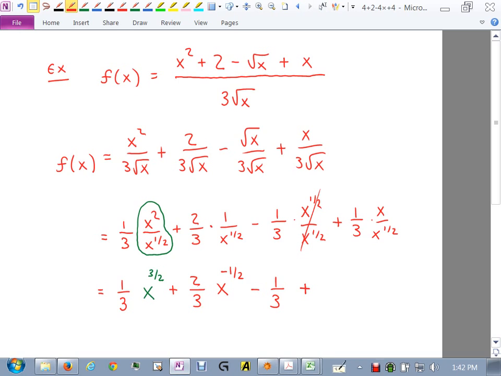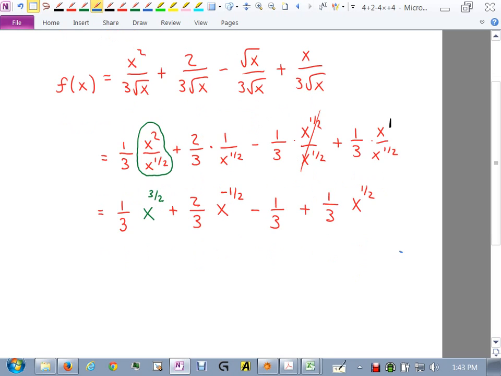And lastly, 1/3 x to what power? 1/2. Because that x on top is like an x to the first power. 1 take away a half is 1/2. Does everyone agree all I'm using is properties of exponents, rules of exponents? No, there's no calculus yet.